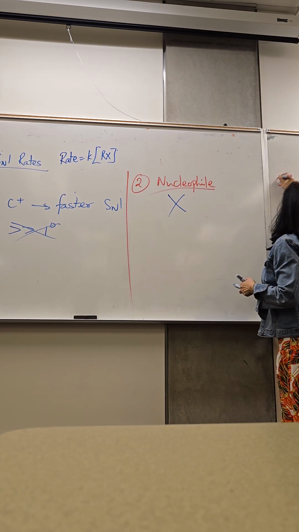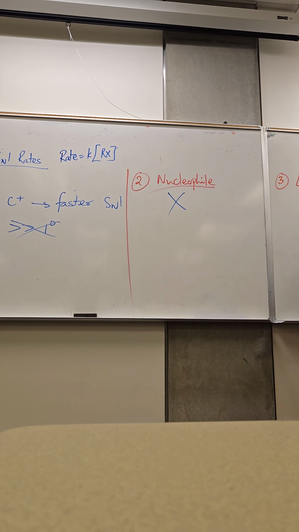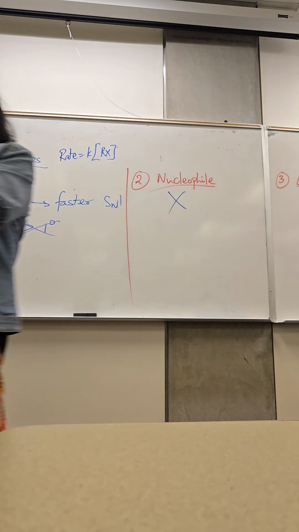What's the third factor? Leaving group. So do you think we need a good leaving group for SN1 to happen? Again, look at the rate determining step. What's happening in the rate determining step?